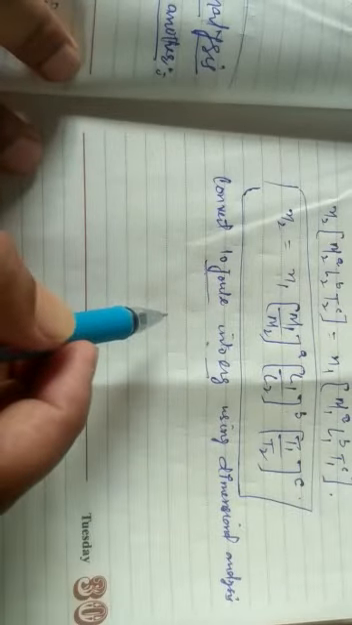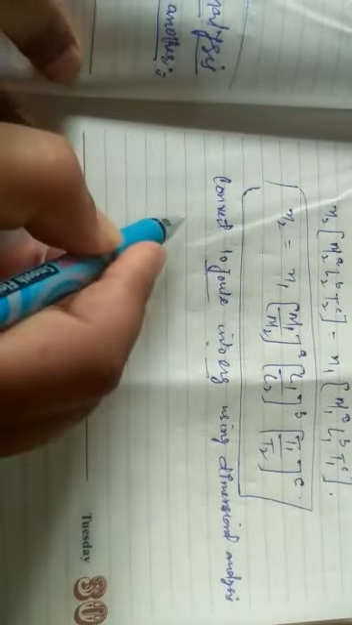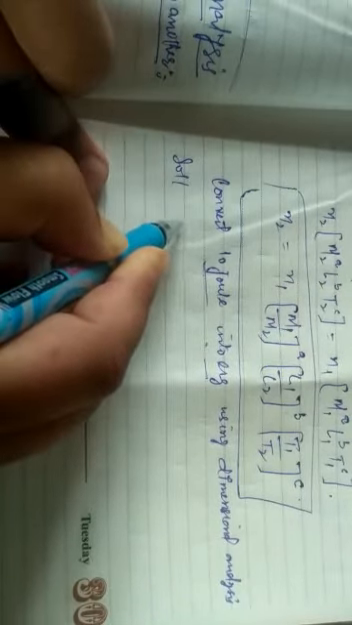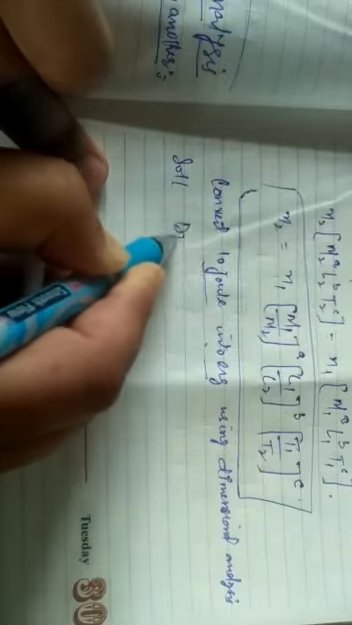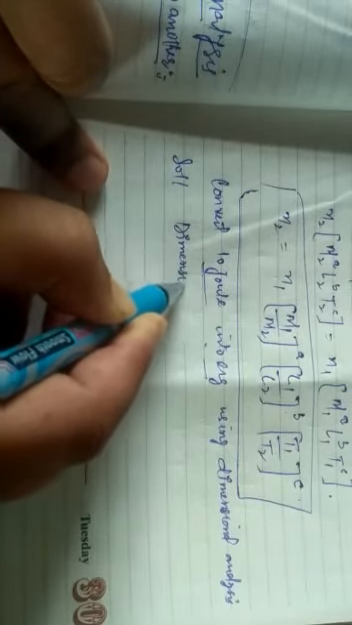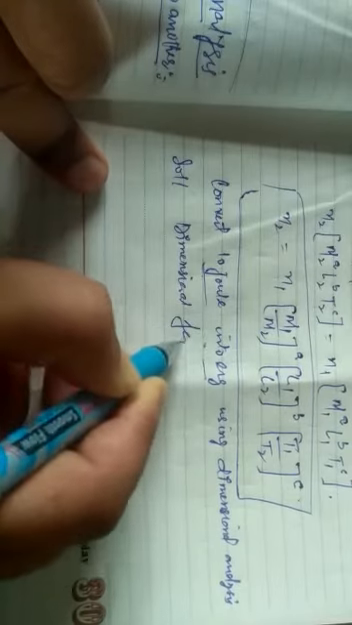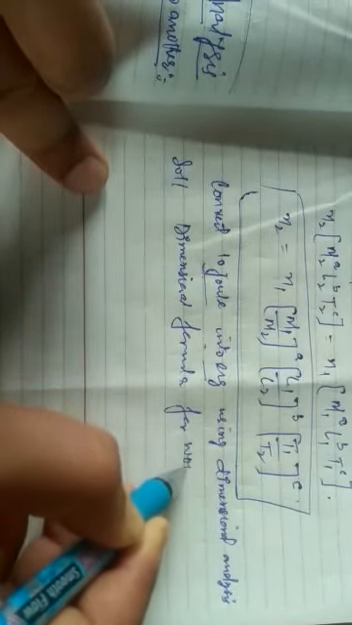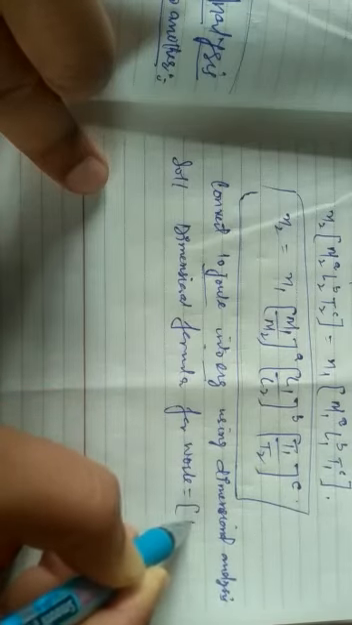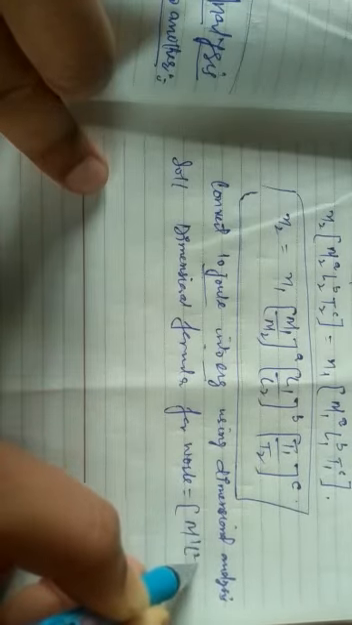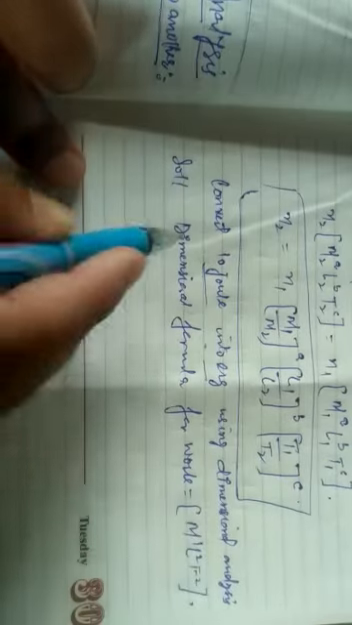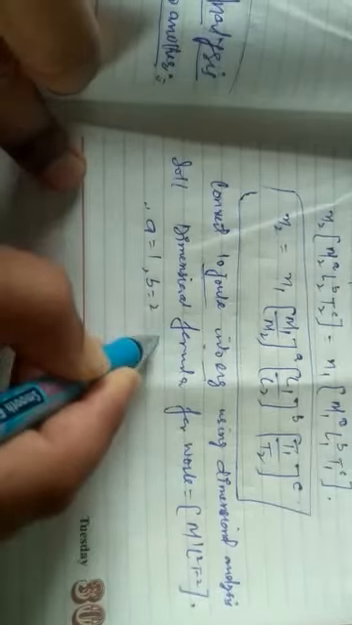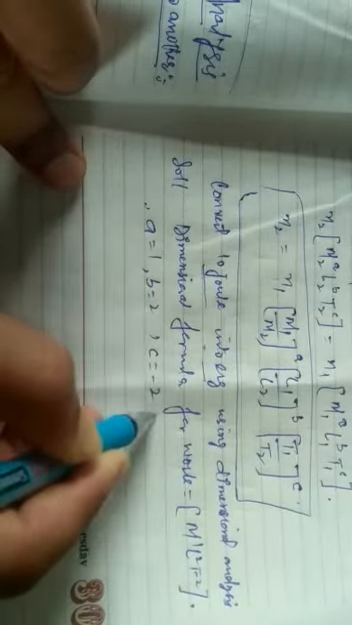So what will we do? We will first write the dimensional formula for work. So its solution will be like this. Dimensional formula for work equals what? That's m1 l2 t minus 2. So therefore here a equals 1, b equals 2, c equals minus 2.